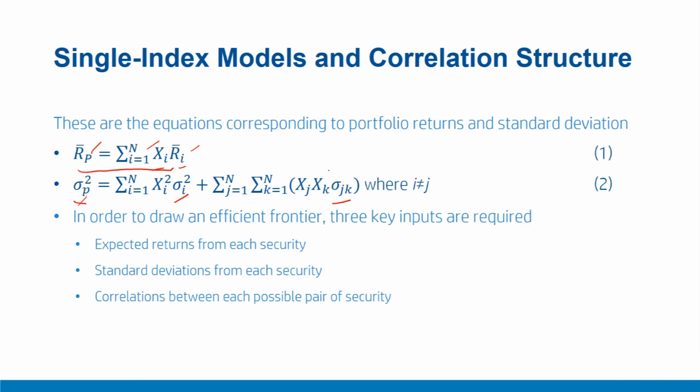Now, for the analysis of portfolio and examination of the efficient frontier, three key inputs are required in these equations. First is the expected returns for each security, which is R_i bar; standard deviation for each security, which is sigma_i; and correlations across each pair of securities, which is either rho_jk, the correlation, or covariance sigma_jk. Correlation is just a standardized form of covariance.